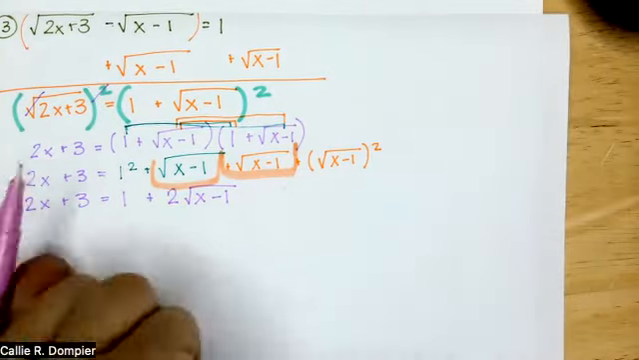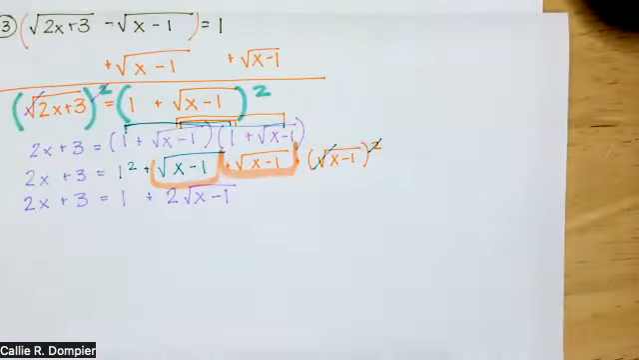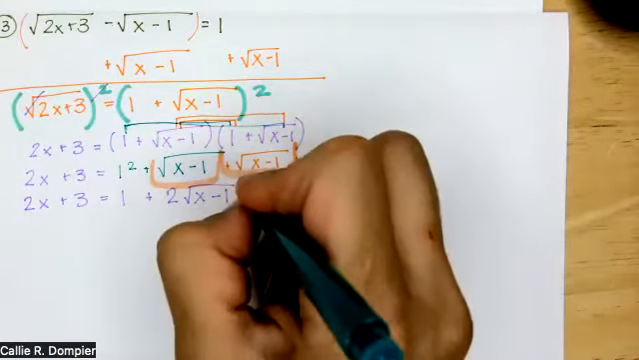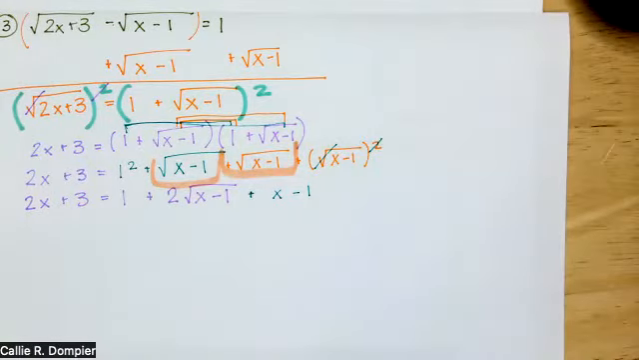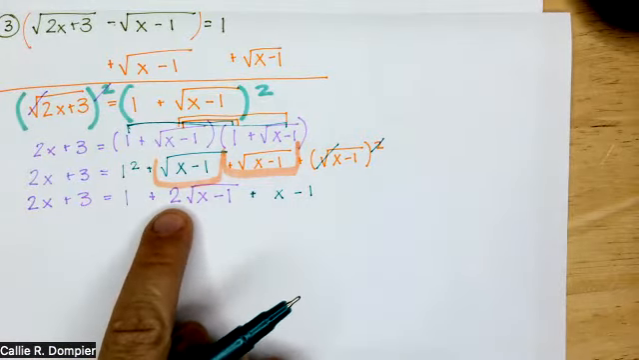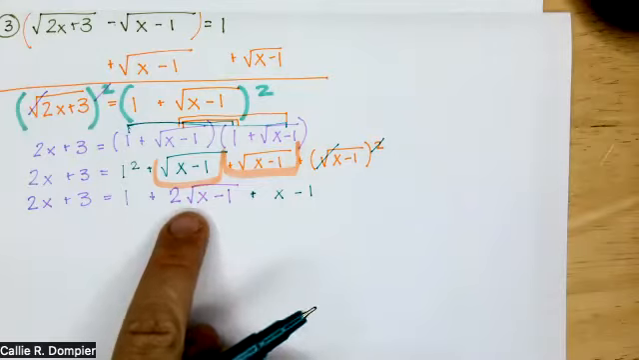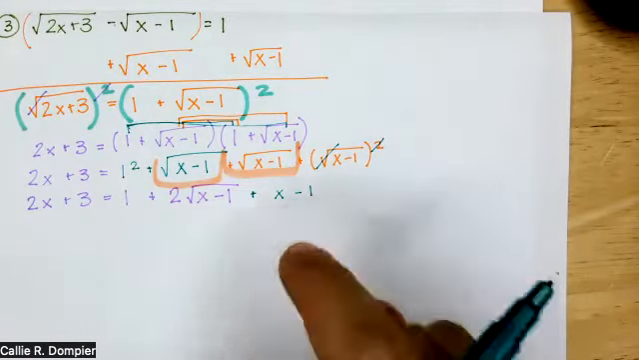Here, look what we can do. This eliminates this, and so we can just say plus x minus 1. That no longer has the exponent. So now we have 2x plus 3 equals 1 plus 2 times the square root of x minus 1, plus x minus 1.